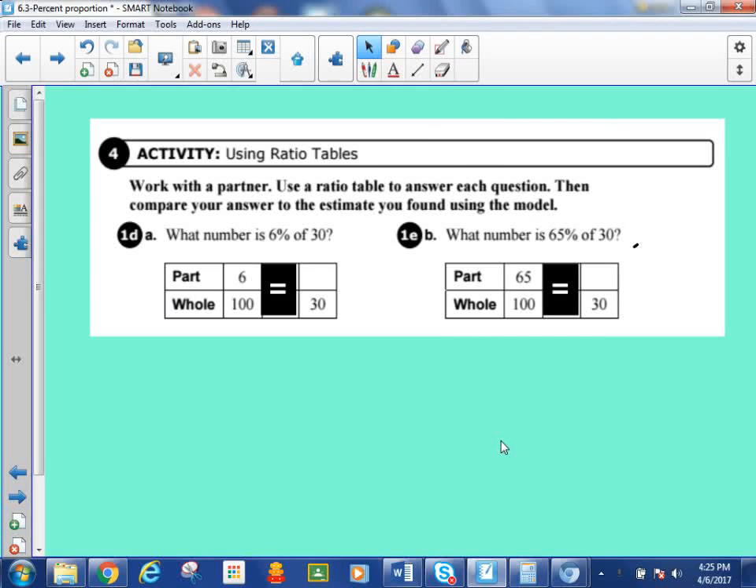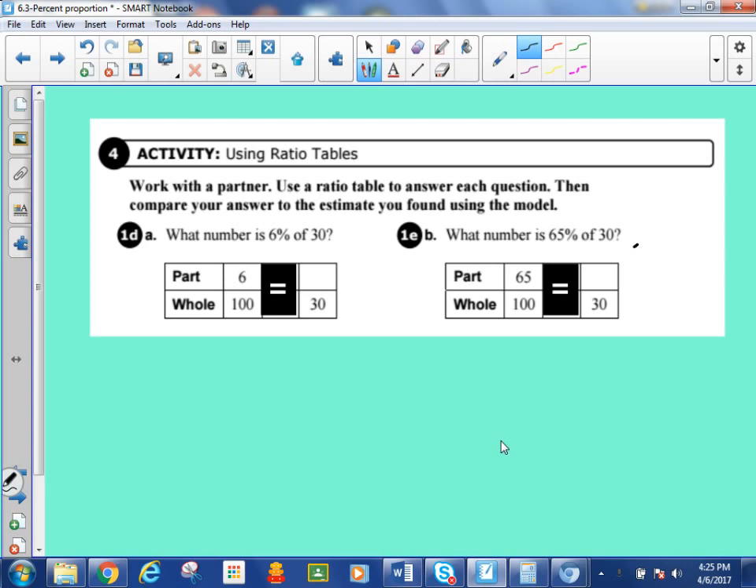This is 6.3, activity 4 in your practice journals. So we are going to practice using ratio tables. Previously you had been using models, so it had asked you to model this first. I'll do the model first and then you'll double check with our ratio table.